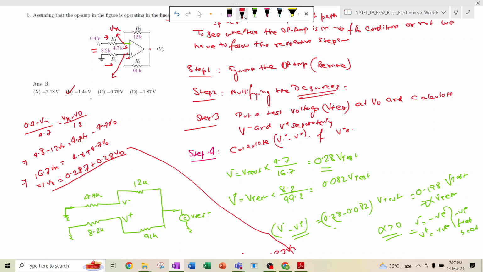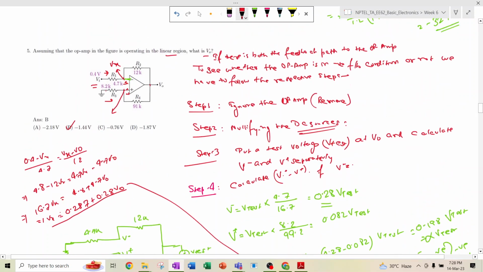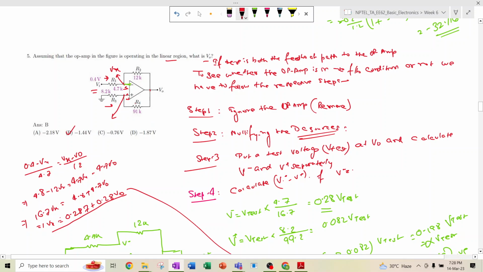So in this way, we can go through the problem. At first, we need to determine whether it is negative feedback or not, because in positive feedback, the entire analysis will be different. In negative feedback, it is a stable circuit. In positive feedback, it is an oscillating circuit. So at first we need to determine whether it is in negative feedback or not, and if there is a feedback path from the output to the inverting terminal and the non-inverting terminal both, then we need to follow these steps to find out whether it is in negative feedback or not.